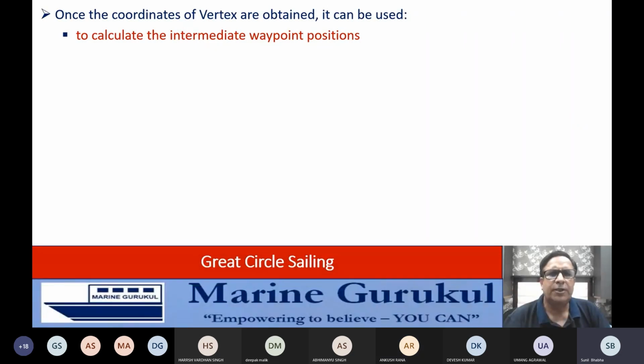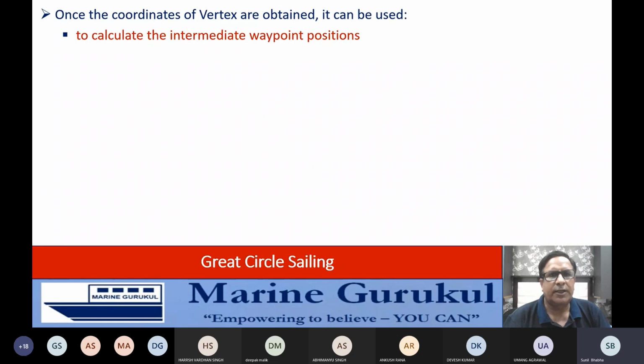Why do we need these intermediate waypoint positions? This is because our GC track crosses meridians at different angles. Therefore, if you want to sail precisely over a GC track, the course has to be continuously altered, which is not very practical.